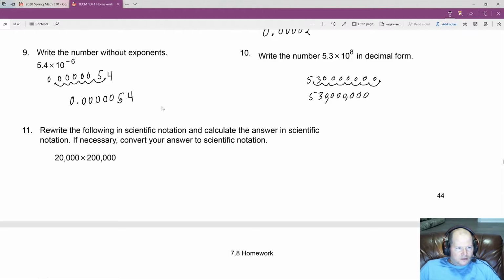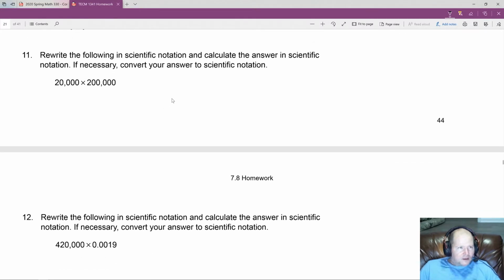Okay, one more. Rewrite the following in scientific notation and calculate the answer in scientific notation. If necessary, convert your answer to scientific notation. Alrighty then, we're going to convert everything to scientific notation. First one, the first non-zero digit is this 2, so we have to move the decimal over 1, 2, 3, 4 places. So we end up with 2 times 10 to the 4th power.